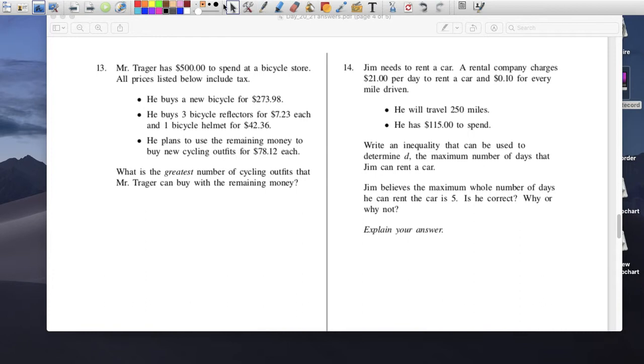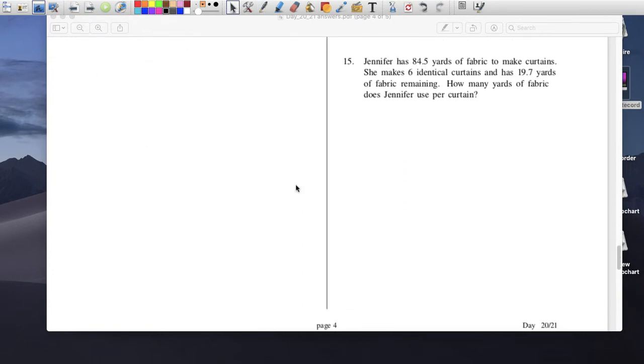Are we done? Oh, yes. And we're not done. Jennifer has 84.5 yards of fabric. She wants to make 6 identical curtains and has 19.7 yards of fabric remaining. She makes 6 identical curtains and has 19.7 remaining.